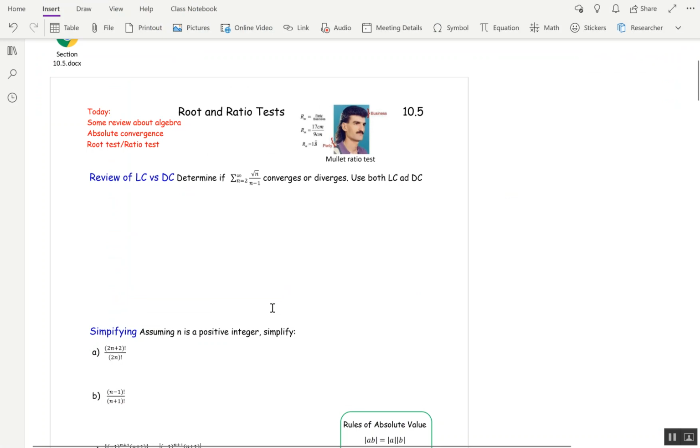We're going to do a review of the last section. I'm going to determine if this series converges using both limit comparison and direct comparison. So first of all, if we just take a look at what this series looks like, it looks like the square root of n on top and n on the bottom. So it looks like 1 over n to the 1/2, which diverges.